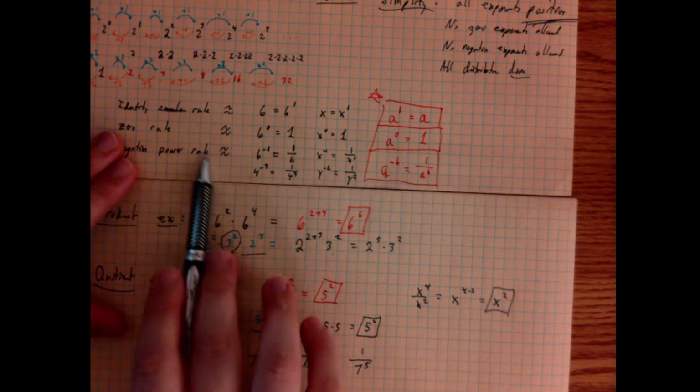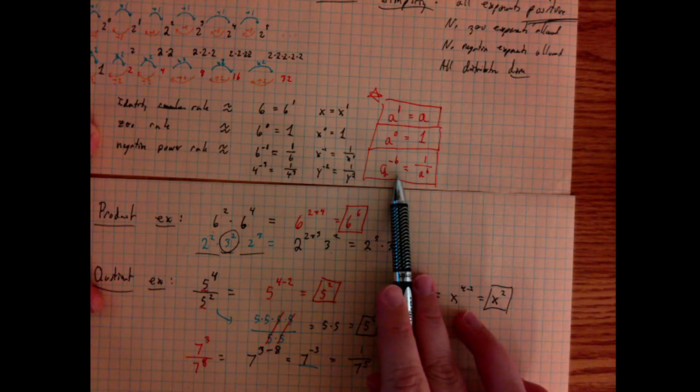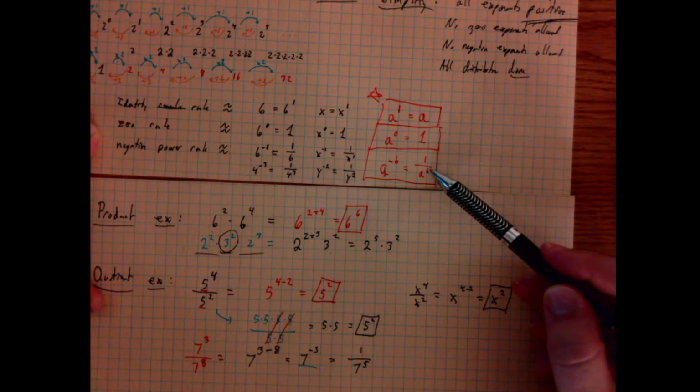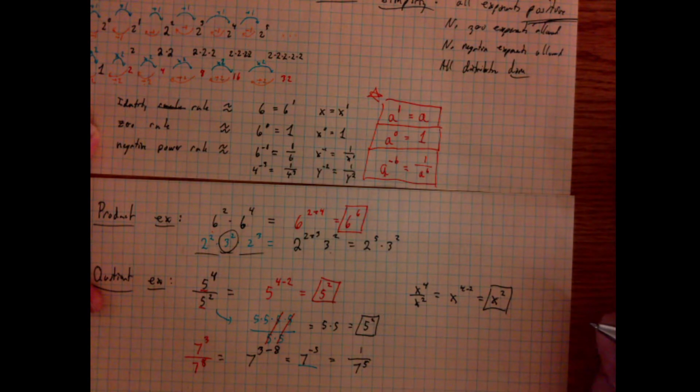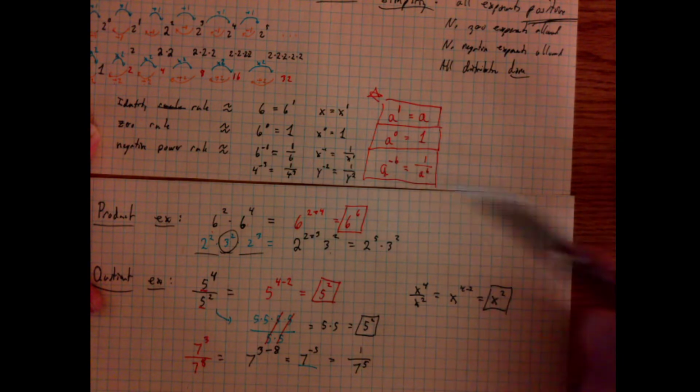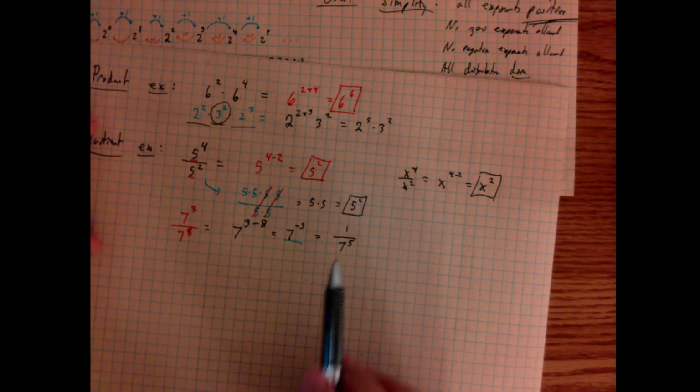These two are equivalent using this rule. So 7 to the negative 5 power equals 1 over 7 to the 5th power. So negative powers go to the bottom of a fraction. So you are not finished until it meets this form.